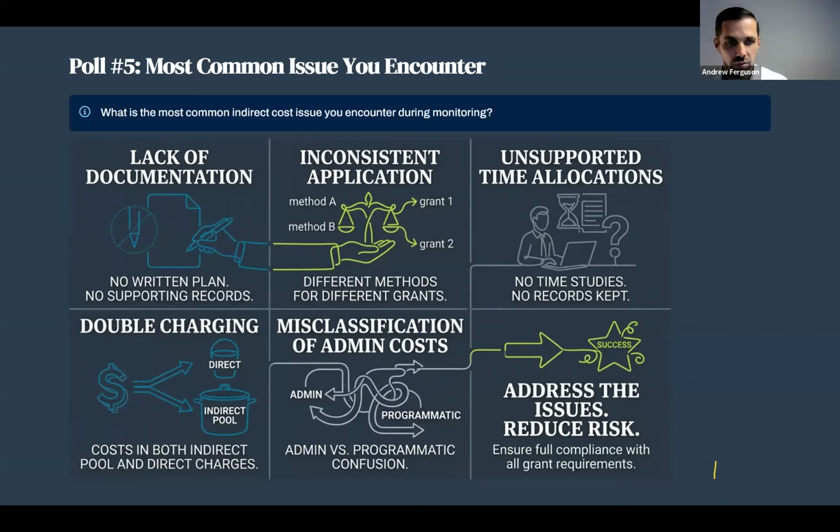So I completely relate to the fact that lack of documentation is definitely a big issue. Inconsistent application is also one that I see very much.